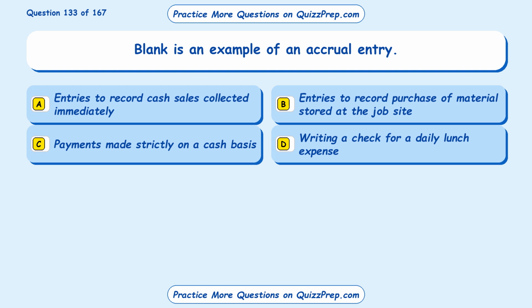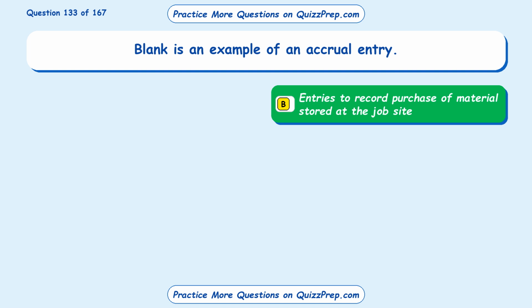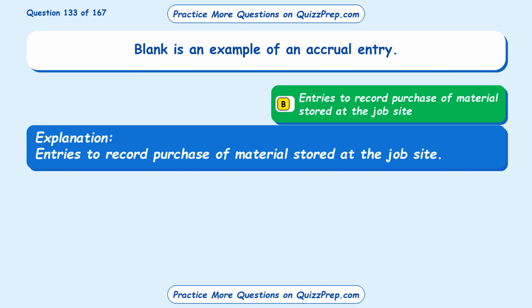Option A, entries to record cash sales collected immediately. Option B, entries to record purchase of material stored at the job site. Option C, payments made strictly on a cash basis. Option D, writing a check for a daily lunch expense. The correct answer is option B, entries to record purchase of material stored at the job site.